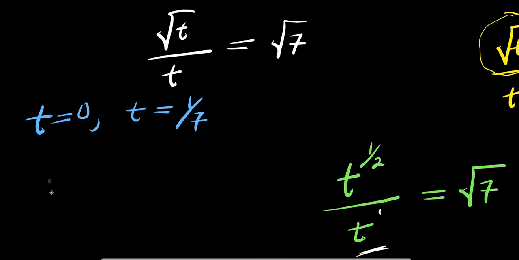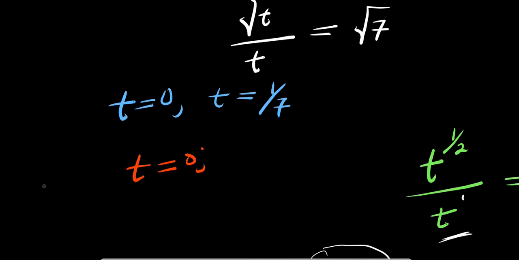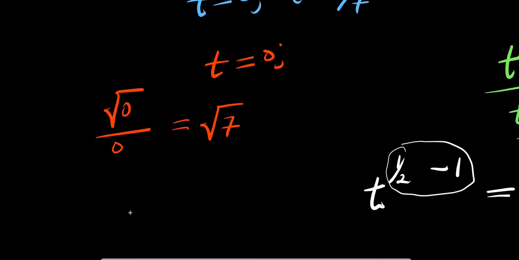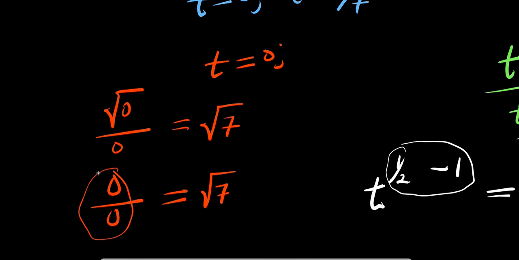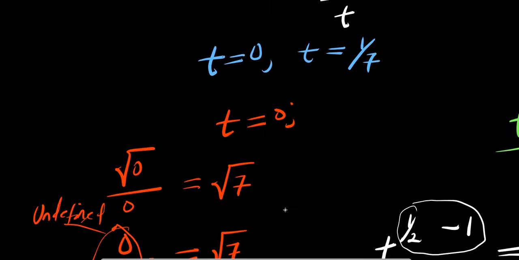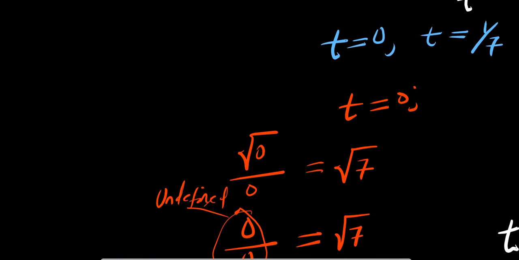Let's start with when t equals 0. We are simply going to have square root of 0 divided by 0. Does this equal square root of 7? Square root of 0 is 0, divided by 0. 0 divided by 0 is undefined. And that is not root 7. So we cancel that.